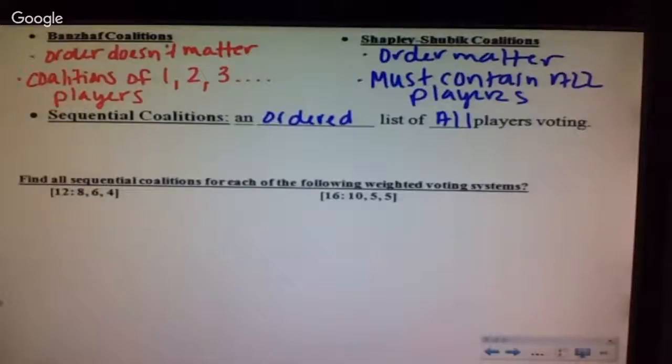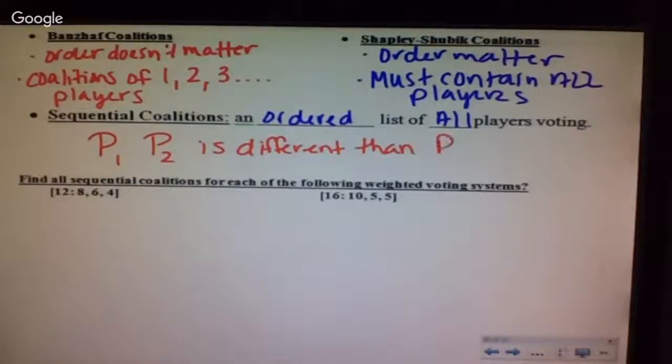Okay, so what they mean by an ordered list, that means player 1 first and player 2 second is different from player 2 first and player 1 second.